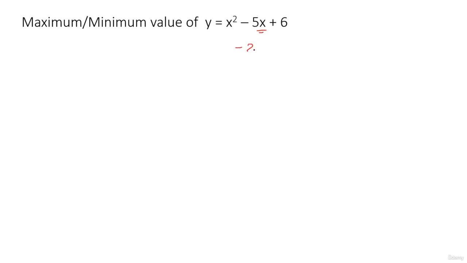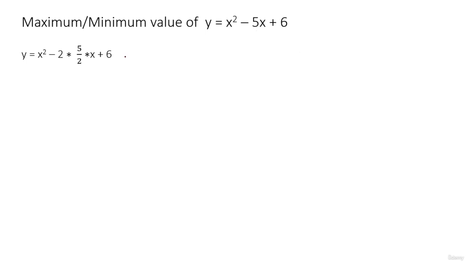Let's split the 5x as 2 into 5 by 2 into x. Okay, now guys, when you do that, the expression will become y is equal to x square minus 2 into 5 by 2 x plus 6. Isn't it? That's exactly what we have, right?